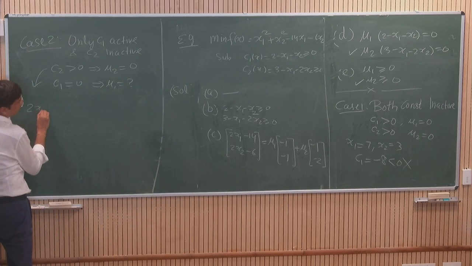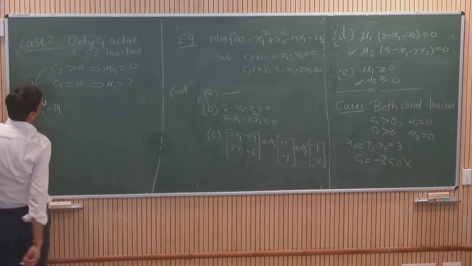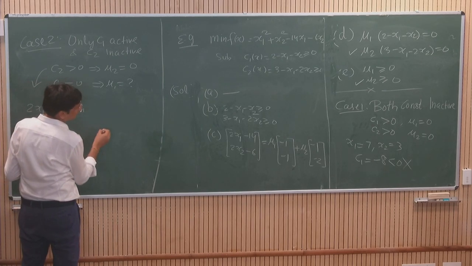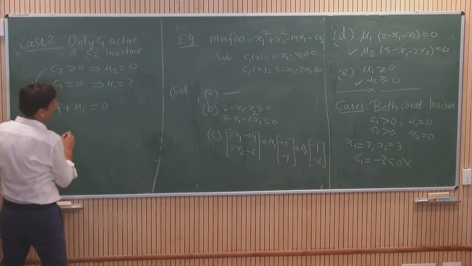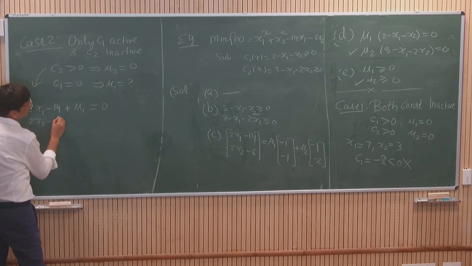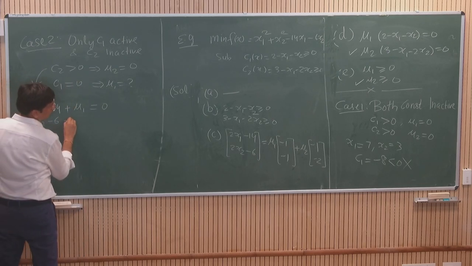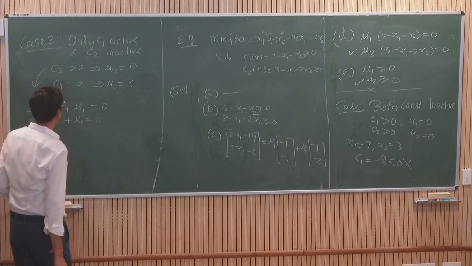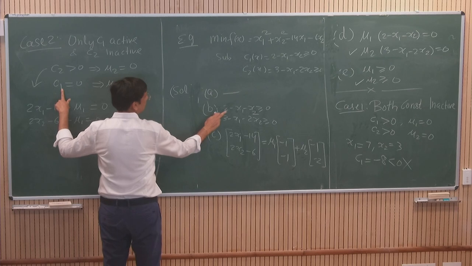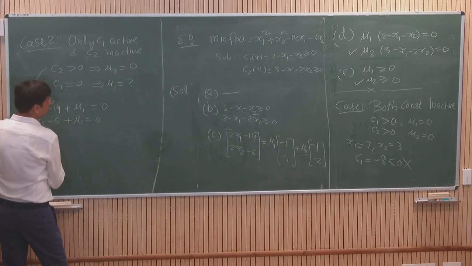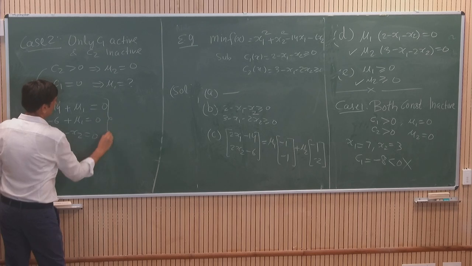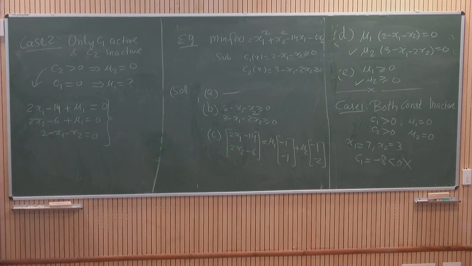So this would be 2x1 minus 14 plus mu1 equal to 0, because mu2 is 0. You get 2x2 minus 6 plus mu1 is equal to 0. And then you have got C1 is equal to 0 from this, so you have got 2 minus x1 minus x2 equal to 0. So you have 3 equations and 3 unknowns. So you solve for them.